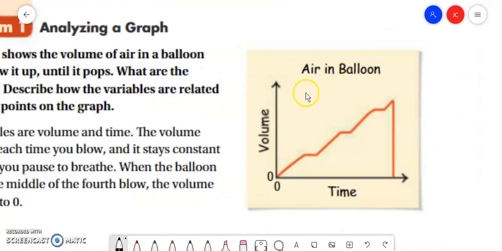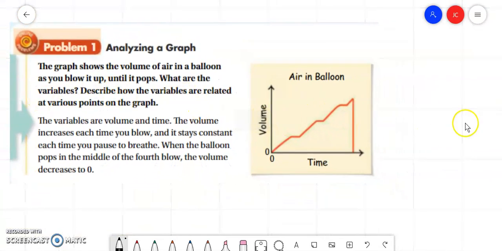All right, let's look at our first example here. The graph shows the volume of air in a balloon as you blow it up until it pops. So what are the variables? It's crucial for us to know that this is the x-axis and this is the y-axis. And x is normally going to be time or distance. And the y could be almost anything. So in this one, it's actually volume, the volume of air as we blow up our balloon.